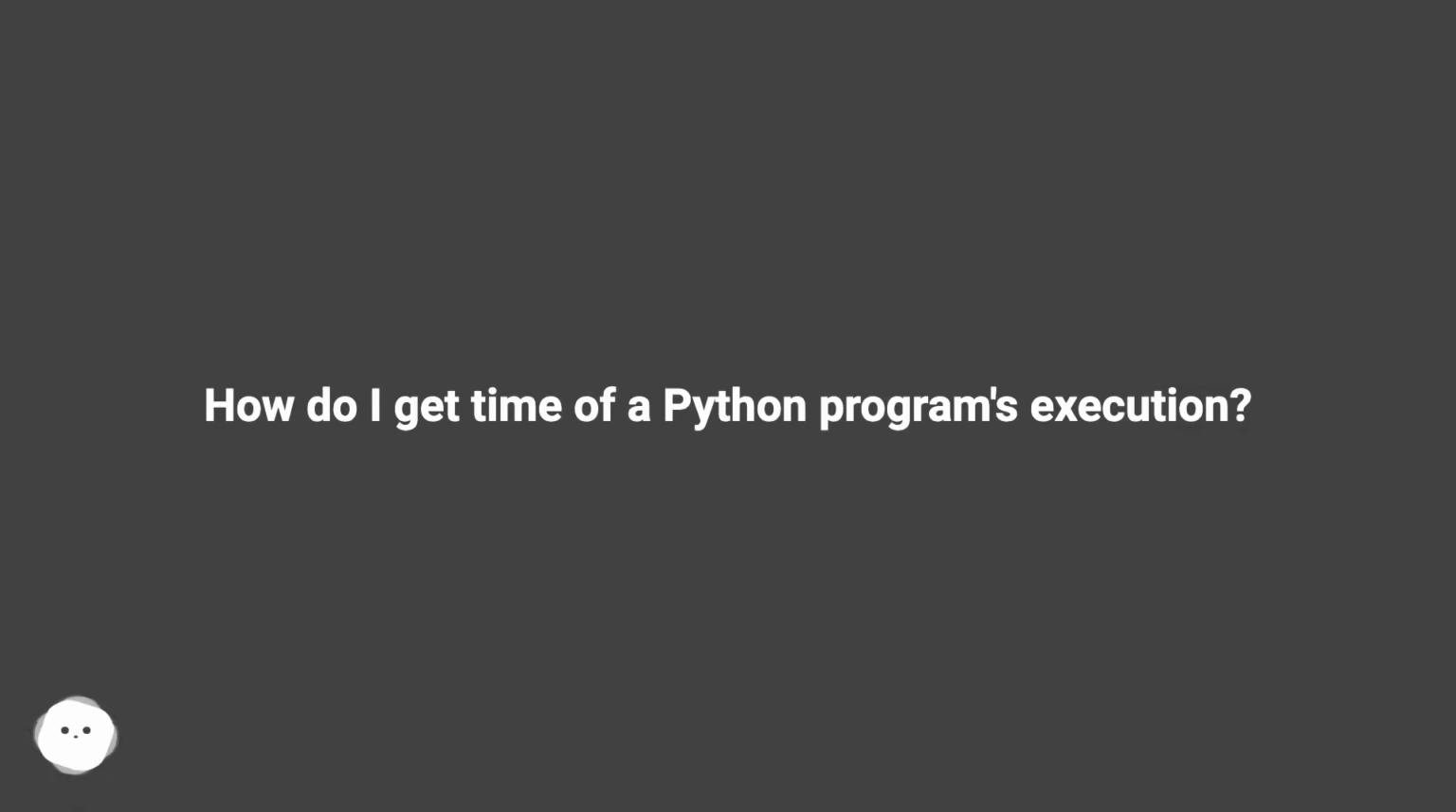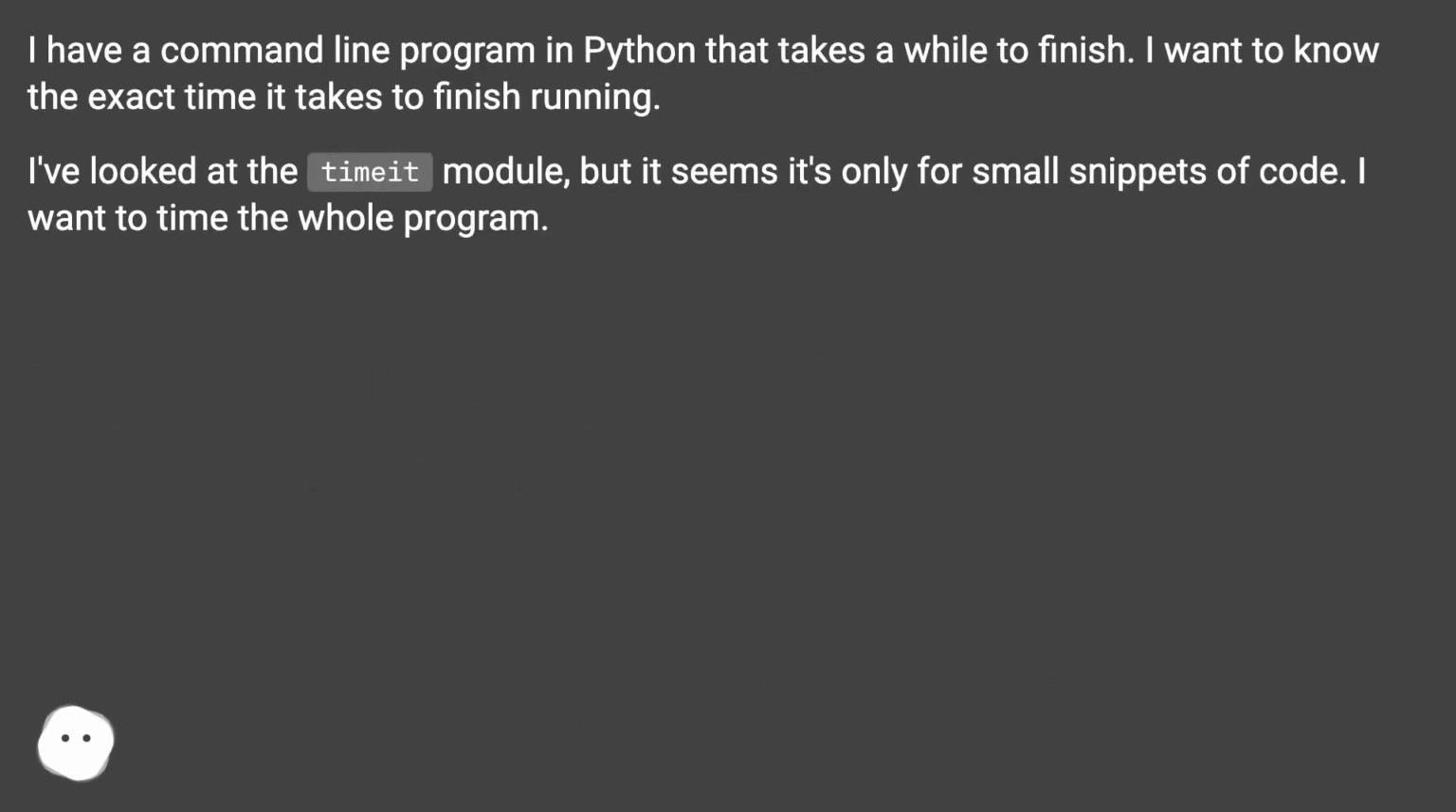How do I get the time of a Python program's execution? I have a command line program in Python that takes a while to finish. I want to know the exact time it takes to finish running. I've looked at the timeit module, but it seems it's only for small snippets of code. I want to time the whole program.